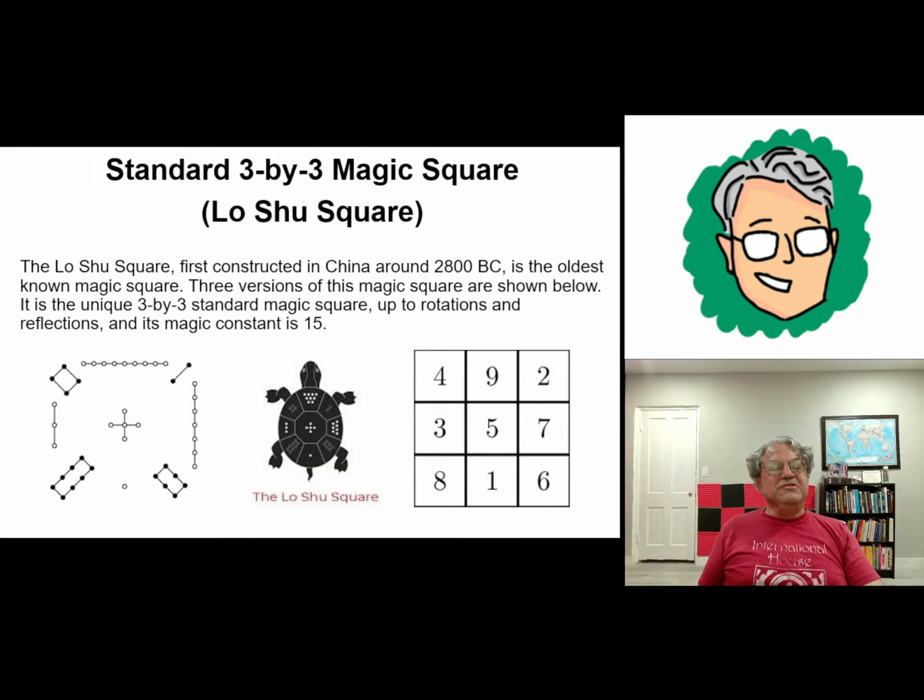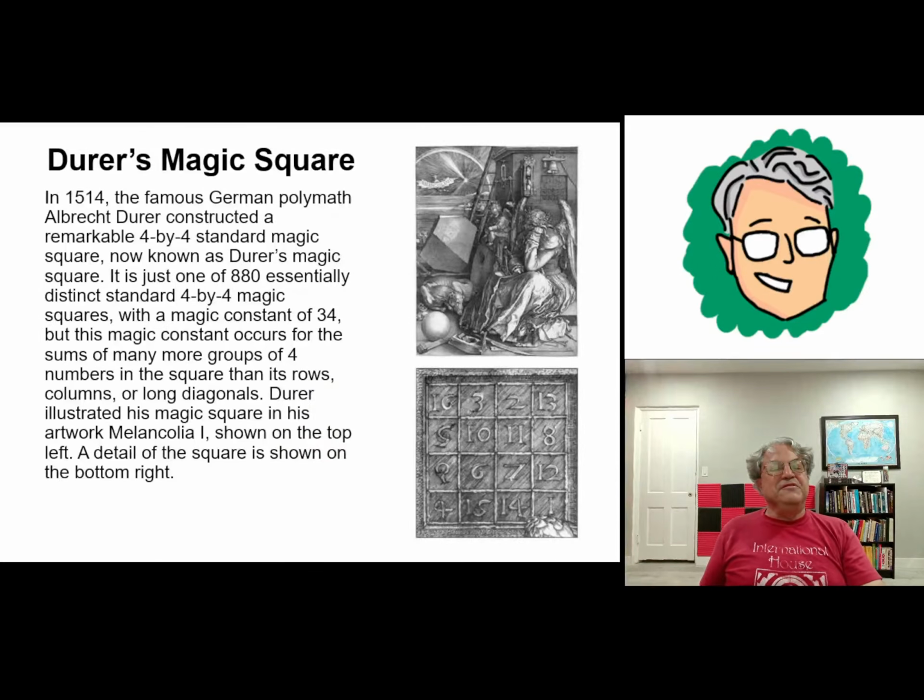So that's how you would construct a Lo Shu square, and that's the oldest known magic square, and not a difficult one to construct. And then after that, I guess there were no magic squares that were known for a really long time. I think the next one wasn't even discovered until the Middle Ages. 4 by 4. 4 by 4s are a lot harder.